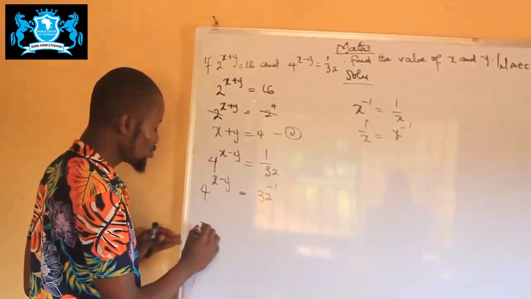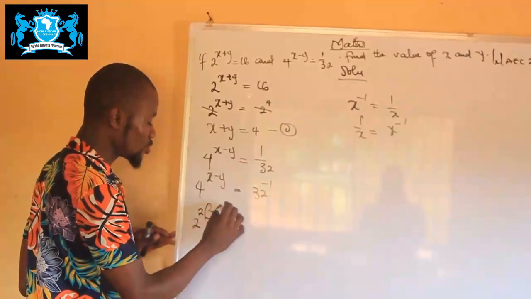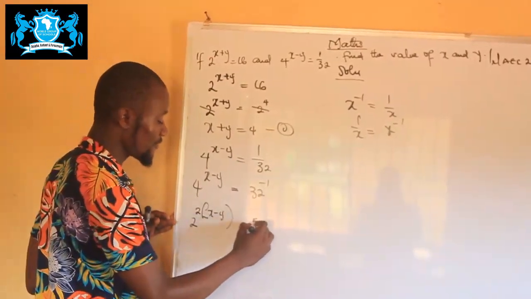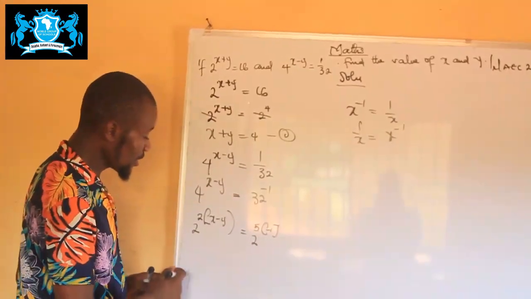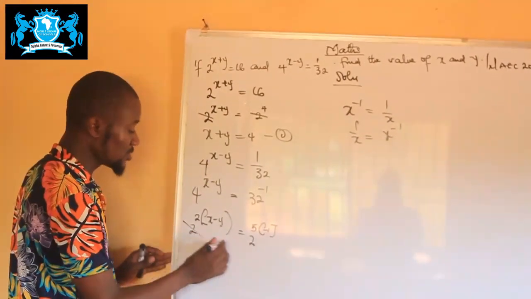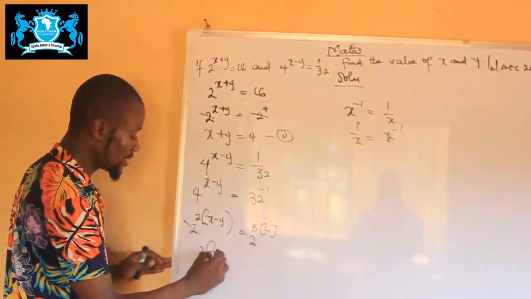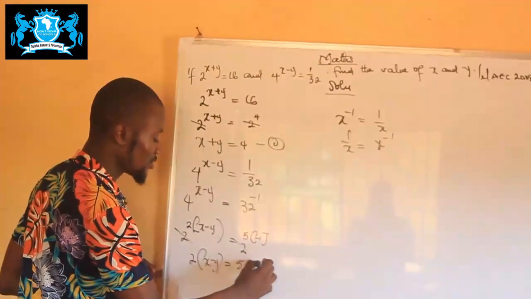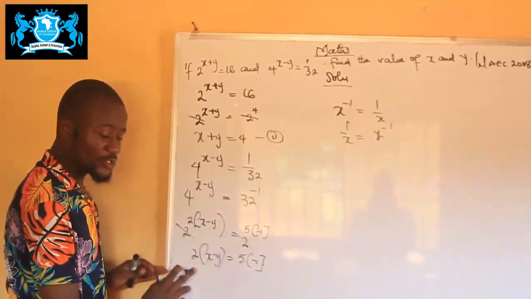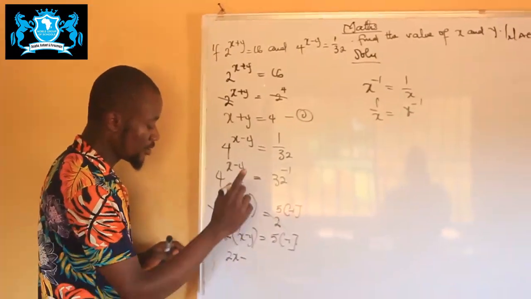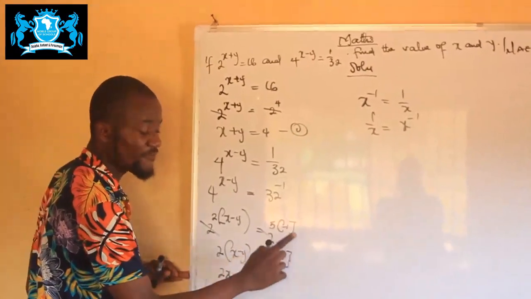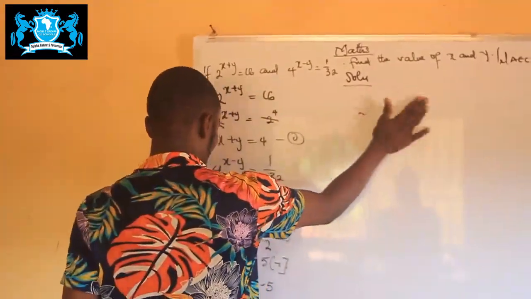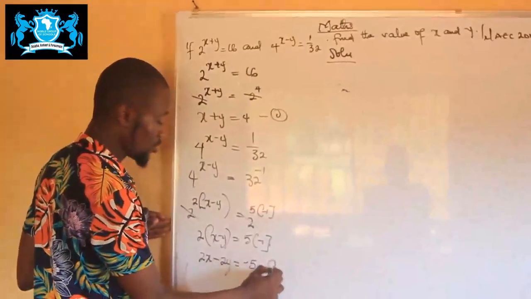And 32 can be broken down and 4 can be broken down. 4 can be broken down as 2 raised to the power 2, in bracket x minus y, is equals to 2 raised to the power. 32 can be broken down as 2 raised to the power 5, in bracket minus 1. Now, since we have 2 here and 2 here, you can cancel out, and this becomes 2 in bracket x minus y is equals to 5 in bracket minus 1. Now, open the bracket, 2 times x is 2x, minus 2 times y is 2y is equals to 5 times minus 1 is minus 5. Now, this becomes your equation 2.